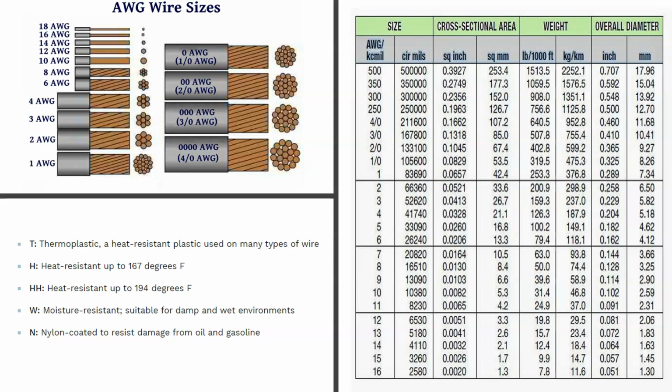So an example of a common marking on a conductor would be THHN. So looking at THHN, that tells us that that wire is T, thermoplastic, a heat-resistant plastic used on many types of wires. The HH is going to tell us it's suitable for up to 194 degrees Fahrenheit or 75 degrees Celsius. And the N will tell us that that is nylon coated to resist damage from oil and gasoline. So that ties back to that suitable for the installation or the area of installation that we just talked about.